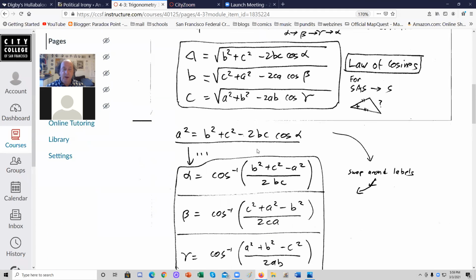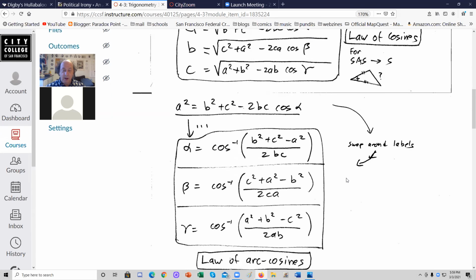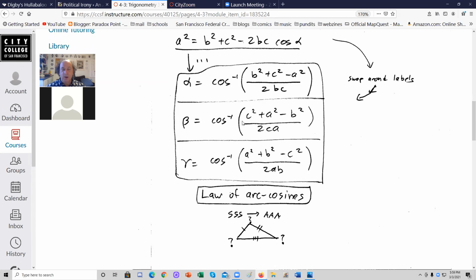And now, if we pull this back and square both sides, A squared equals B squared plus C squared minus 2BC cos alpha, and then solve for alpha. Well, we transpose this to the right, transpose this to the left. We divide by 2BC and we take an arc cosine. And then from that, we get alpha equals arc cosine of B squared plus C squared minus A squared over 2BC. And if you swap around the labels, beta is arc cosine of C squared plus A squared minus B squared over 2CA. And swapping more, gamma is arc cosine of A squared plus B squared minus C squared over 2AB.